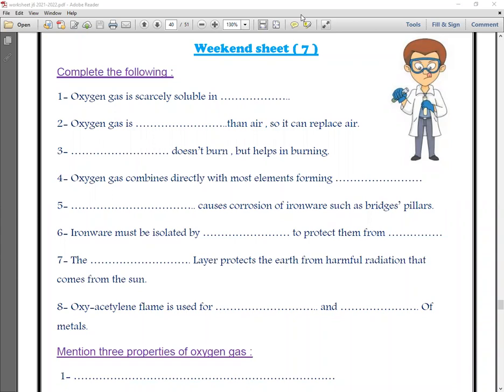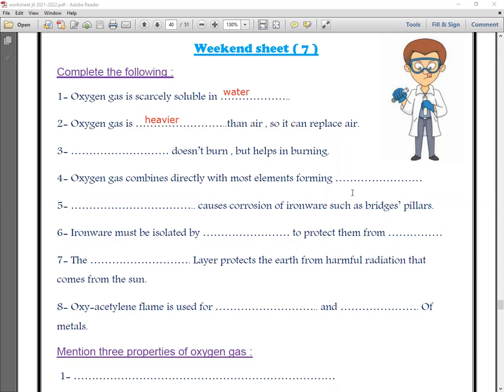Let's start to solve weekend sheet number 7. Question number 1. Oxygen gas is scarcely soluble in what? Soluble in water. Number 2. Oxygen gas is what than the air, so it can replace the air. So oxygen gas is heavier than air.